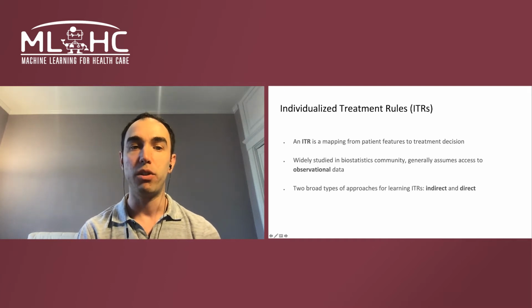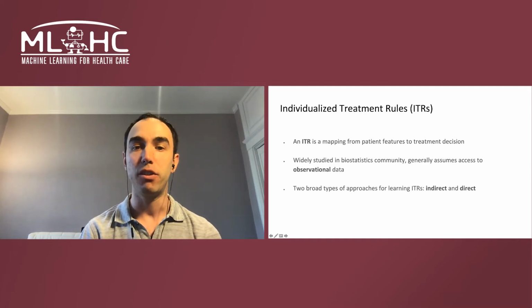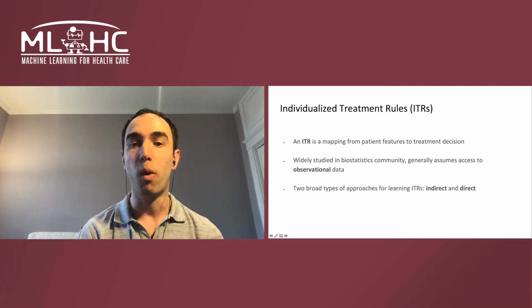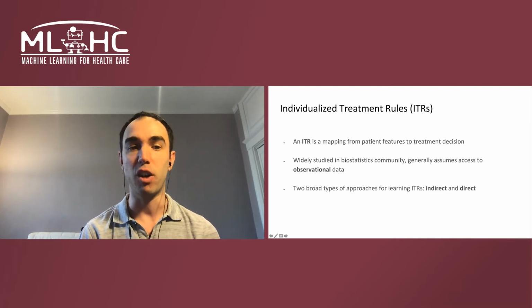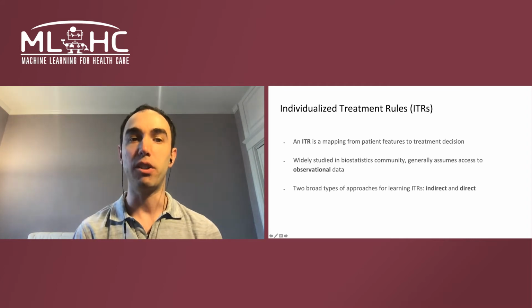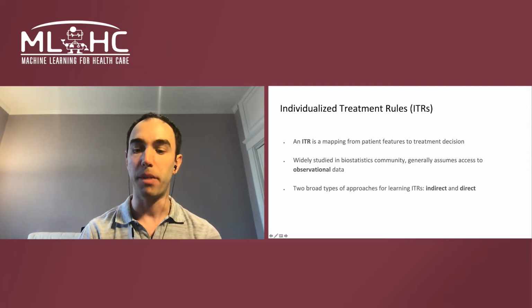Individualized treatment rules are mappings from patient features to treatment decisions, and they've been widely studied in the biostatistics community. However, generally, as I mentioned earlier, one assumes only that they have access to observational data, and one needs to use causal inference techniques to learn these rules. In our case, it's going to be substantially easier. There are 2 broad types of algorithms for learning individualized treatment rules: indirect and direct methods.